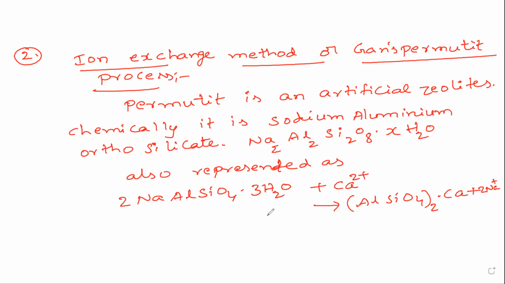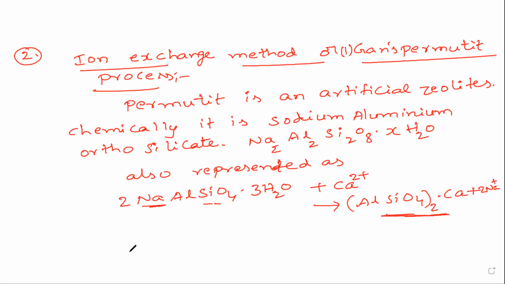So this Na2Z is nothing but sodium permutit. Sodium ions are exchanged, and calcium is absorbed from the hard water by sodium aluminum silicate, that is sodium aluminum orthosilicate. So this is called the ion exchange method or Gauss permutit process. In the ion exchange method, the first one is the Gauss permutit method. Permutit is nothing but an artificial zeolite, a shape selective catalyst.